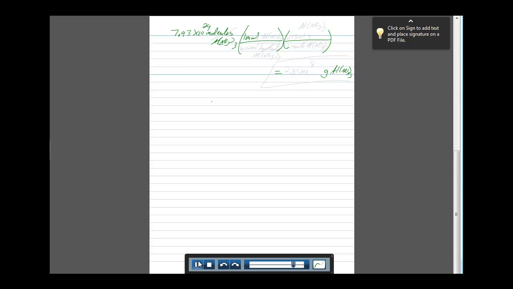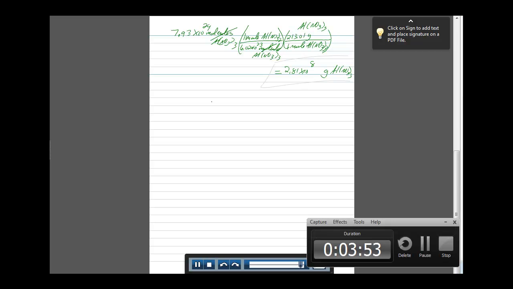The first thing we want are moles. So for every 1 mole of aluminum nitrate, there's 6.02 times 10 to the 23rd molecules of aluminum nitrate. And you see that the molecules cancel, leaving us with moles. And now using the molar mass of 213.01 grams of aluminum nitrate for every 1 mole of aluminum nitrate, we end up with, to 3 significant figures, 2.81 times 10 to the 8th grams of aluminum nitrate.